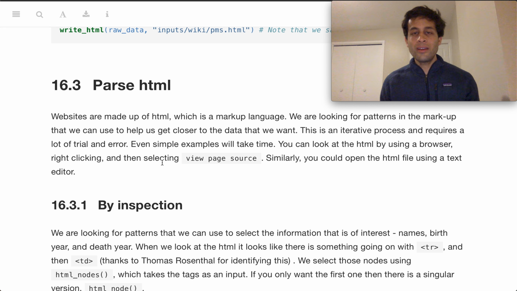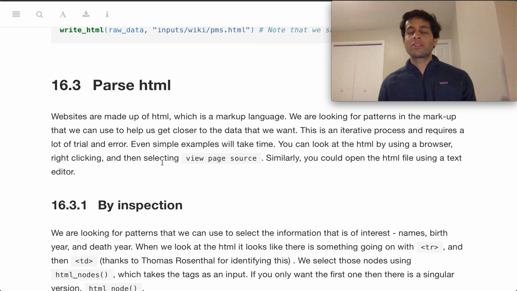And so websites are made of HTML and CSS, and HTML is a markup language. What we're looking for are the tags that are going to distinguish the areas that we are interested in. And so these are the patterns. This is going to take a while for you to become comfortable with, and even simple examples take a lot of time.